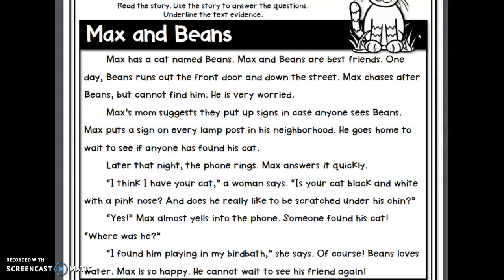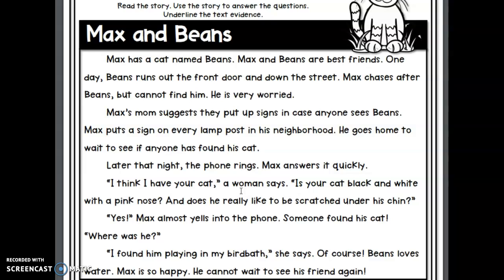Max and Beans. Max has a cat named Beans. Max and Beans are best friends. One day, Beans runs out of the front door down the street. Max chases after Beans but cannot find him. He is very worried. Max's mom suggests they put up signs in case anyone sees Beans. Max puts a sign on every lamppost in his neighborhood.